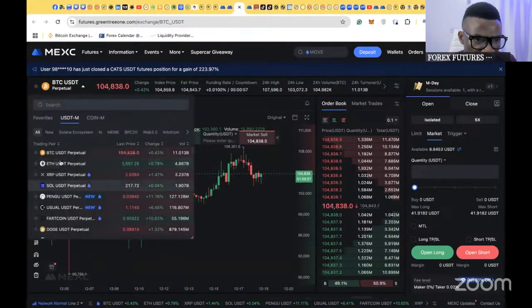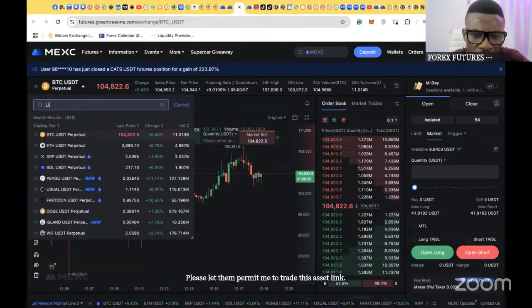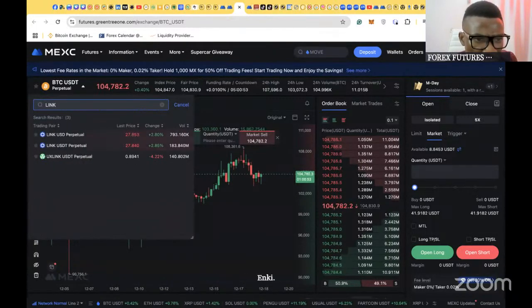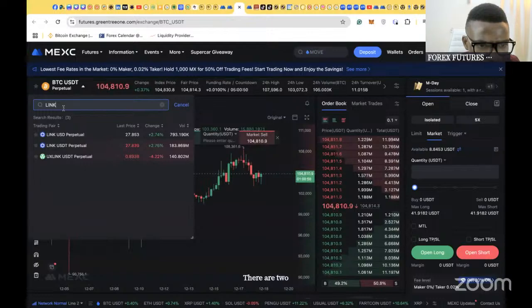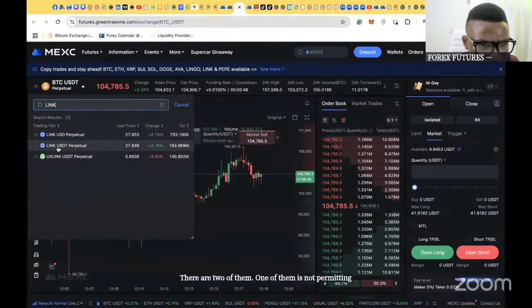Please let them permit me to trade this asset. Link, LINK. There are two of them. One of them is not permitting me to see my balance. I think, let me try the second one.